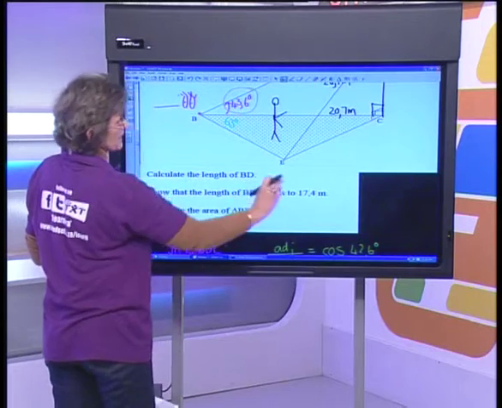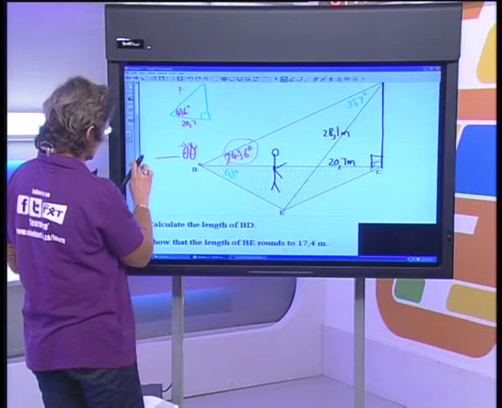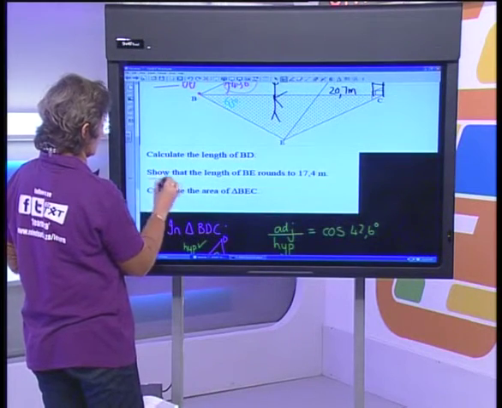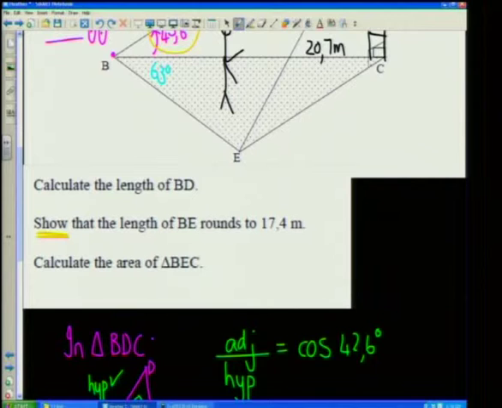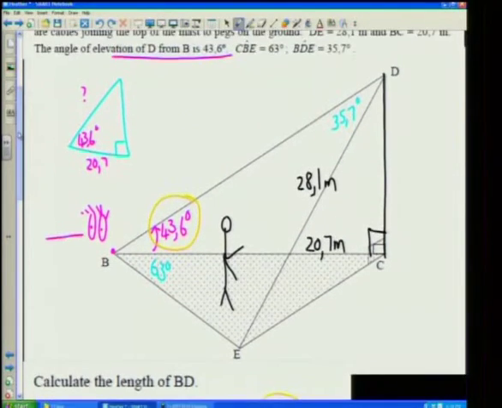Show that the length of BE rounds to 17.4. Now, again, guys, I don't want to sound like a broken record or your mother, but it's show that. Do not use the 17.4 and try and work backwards. Just know that that is there as a checking facility, okay? So we want to go and find the length of BE. So that is this guy here, okay? So let's make sure that we know that that's the one that we're working out.